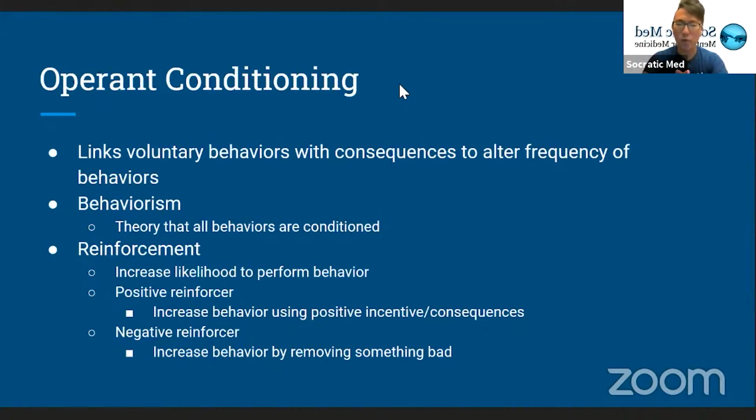The first one is reinforcement. That's when you're actively trying to increase the likelihood that you or someone else will perform a behavior. We would use something like a positive reinforcer, which increases behavior by using positive incentives or consequences. A positive reinforcer would be like your parents giving you money every time you perform a chore or help them with anything. They're using something positive to increase the behavior. They're trying to use the money to get you to perform more chores and help out more around the house.